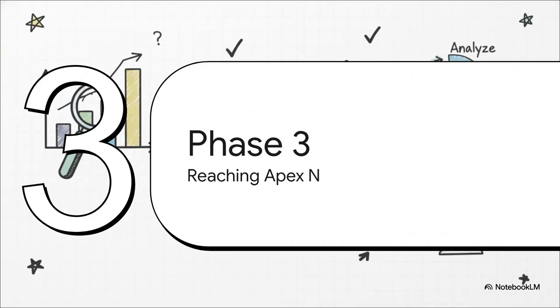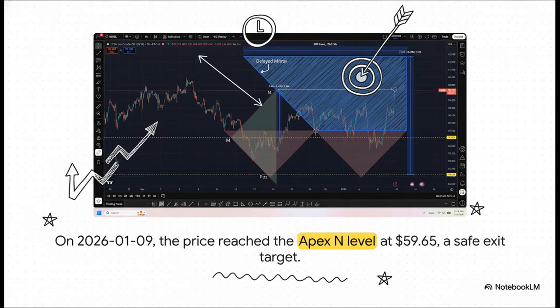Now, after making contact with that mirror line, the cycle kept progressing. The next milestone that was documented was the price reaching another key point in the geometric structure, and this event marks the beginning of phase 3. All right, let's fast forward to January 9th, 2026. As you can see on the chart, the price reached the apex N level at a price of $59.65. Now, it's really important to remember, this wasn't a random event. This exact level was designated as a safe exit target way back in that initial plan.